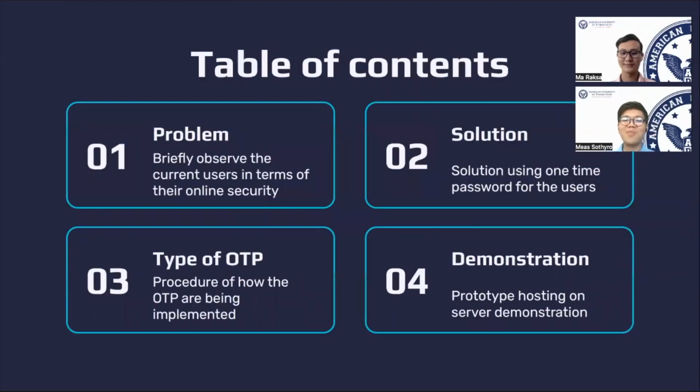So I would like to start by talking about four main areas in our table of contents. We would like to start with a problem. We will briefly observe the current user in terms of their online security. Second, we will show the solution using one-time password for the users. And third, we will talk about the types of OTP, the procedure of how OTP is implemented, as well as how many types of OTP there are and which will be used. And then lastly, we will show a demonstration of a prototype hosted on a server by that side.